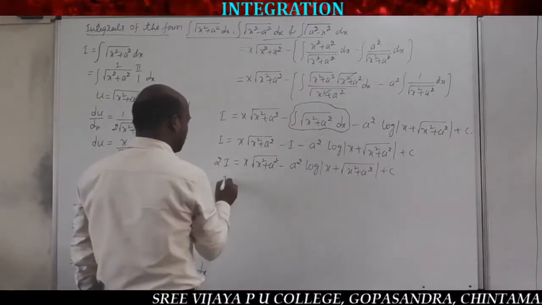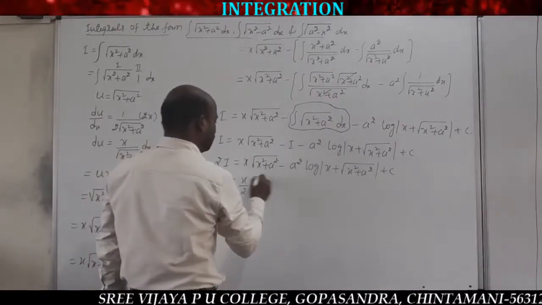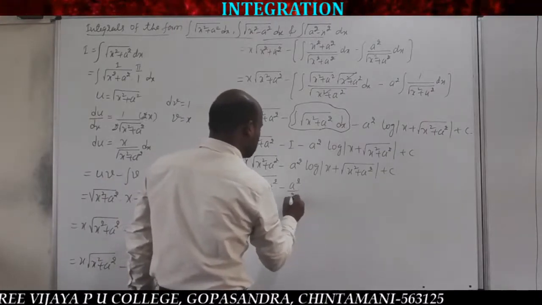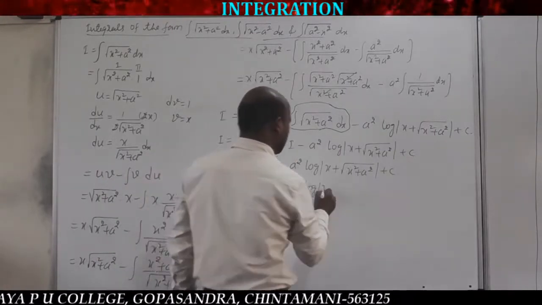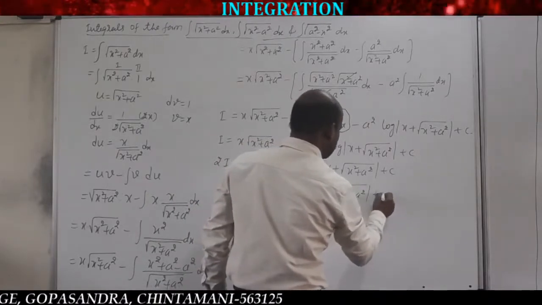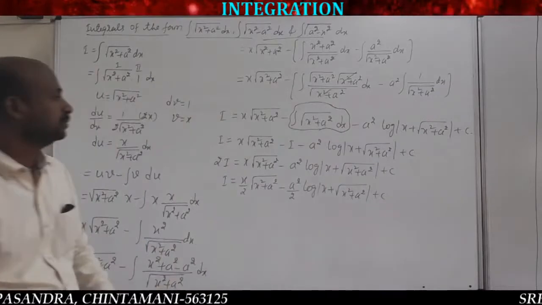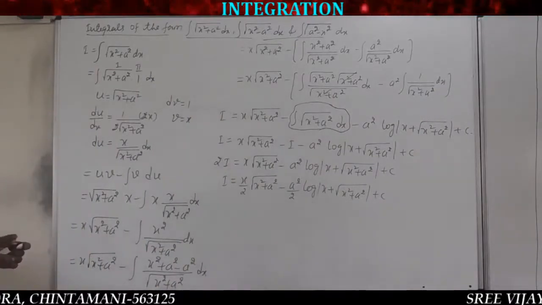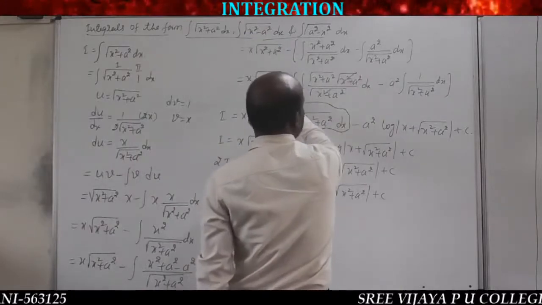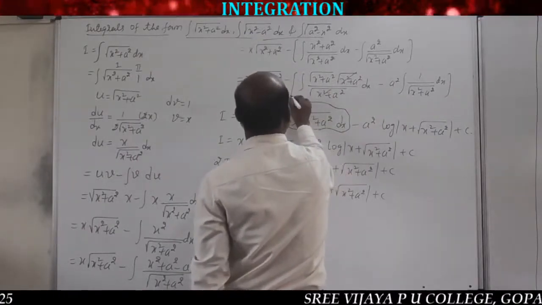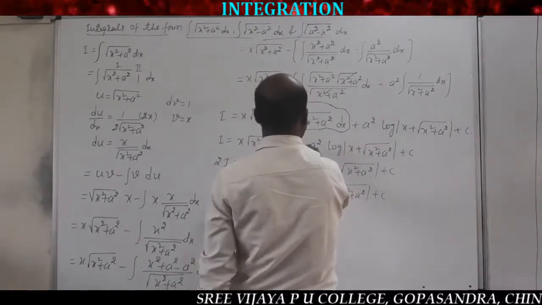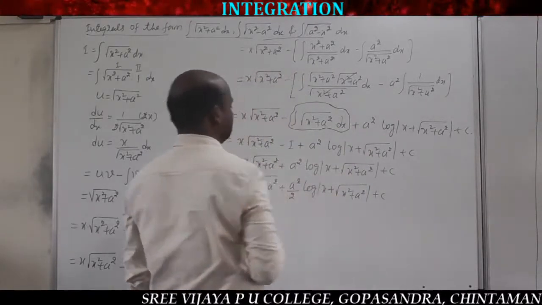So the value of I is equal to x by 2 root of x square plus a square minus a square by 2 log of modulus of x plus root of x square plus a square plus c. Oh, sorry, minus of minus, the minus will multiply on it. Minus into minus will be plus, so it is plus a square.